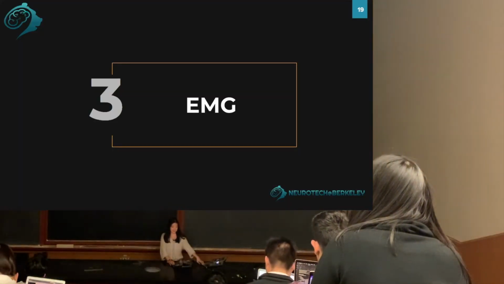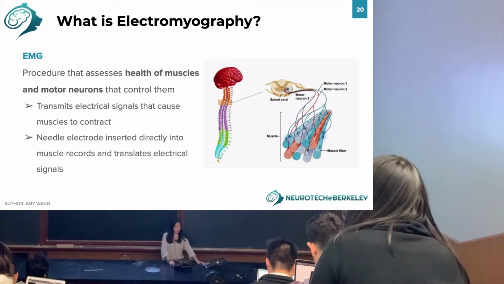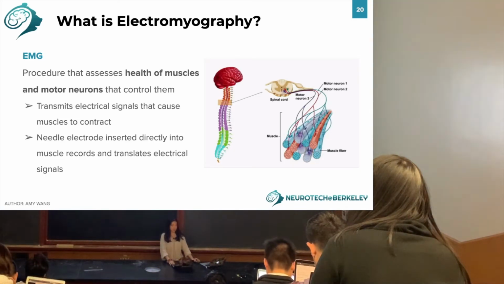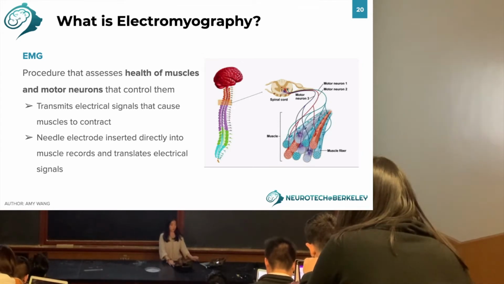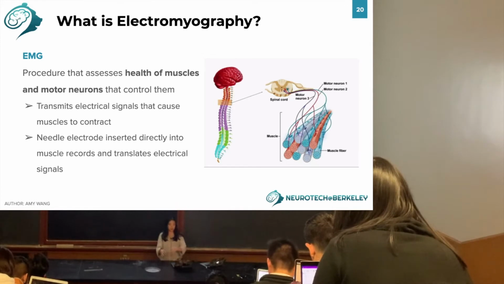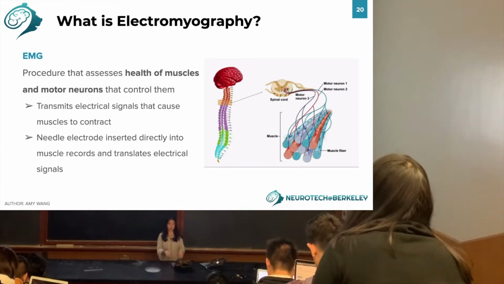Okay, EMG. This is another thing that is not typically thought of in terms of brain imaging, but once again, a data set you will be working with. So what is EMG? It's a procedure that assesses the health of muscles and the motor neurons that control them. The electrode basically transmits electrical signals that cause muscles to contract, and then a needle electrode is inserted directly into the muscle that records and translates those electric signals.